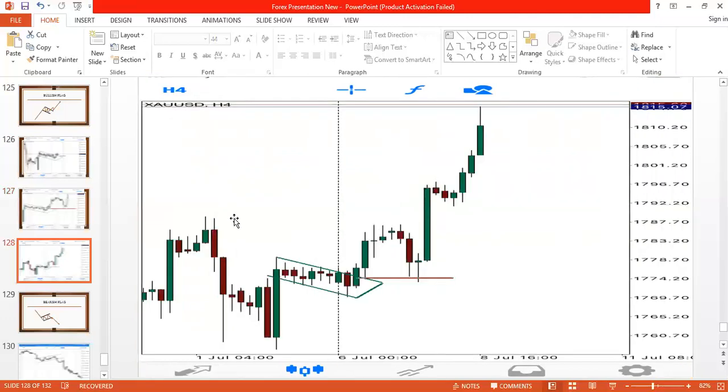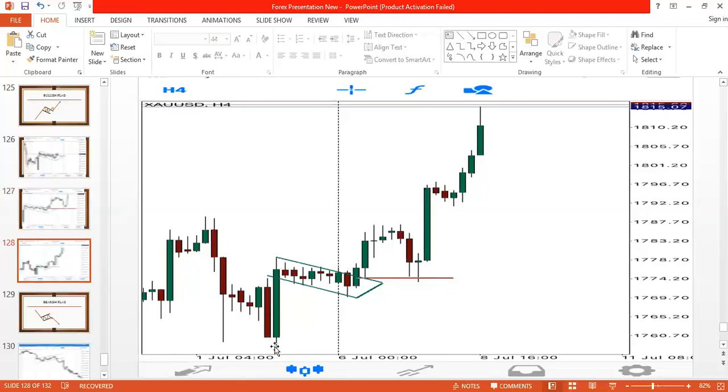Let's see where gold is. This screenshot was taken today. You can see where gold has gotten to. It has even passed the year's highs. At the time I took this screenshot it was at 1815, but now it's about 2000 thereabouts. So this is it for the flag formation. If you had seen this flag and taken that trade, you would have hit your TP.